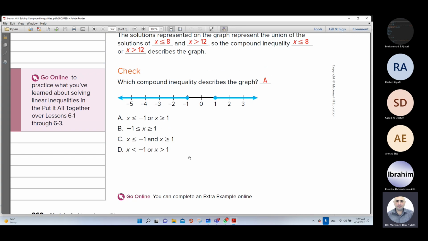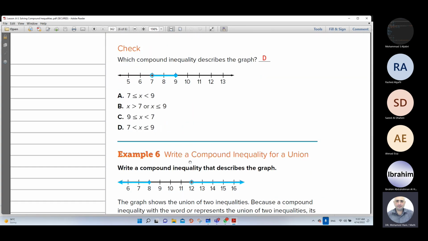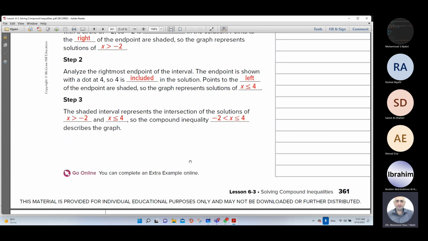And this is our lesson for today. Who has any question about this idea, about this exercises?